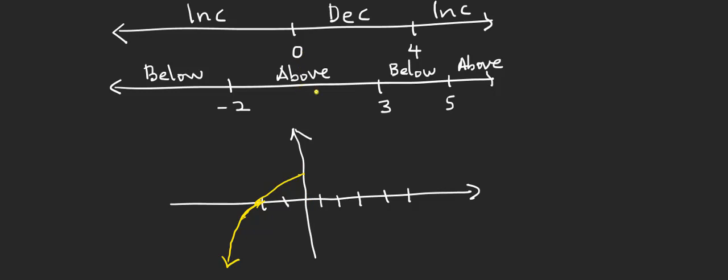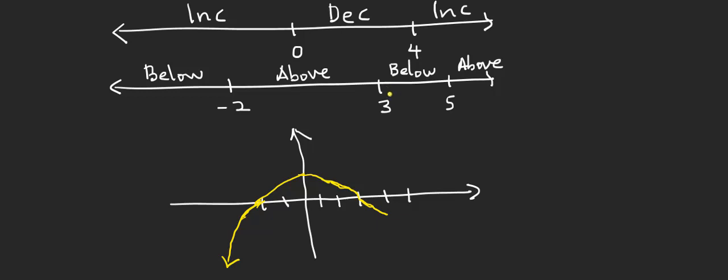What's our next interval? 0 to 3. We need to see what happens from 0 to 3. What's happening to f of x? Decreasing and stay above. So something like that. What is our next interval? 3 to 4. What's happening from 3 to 4? f of x is decreasing and stays below. Now, we don't know how far it's going to go down, so don't worry about that. Remember, our goal is to sketch how the polynomial looks like.